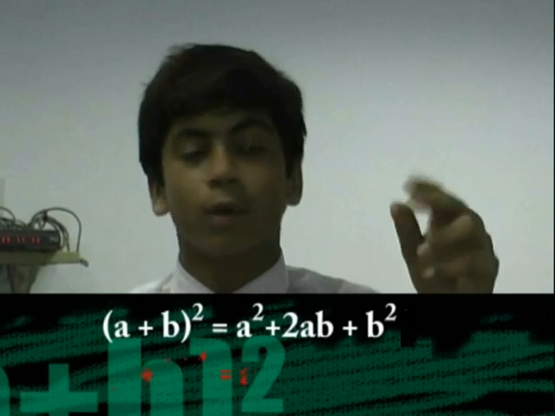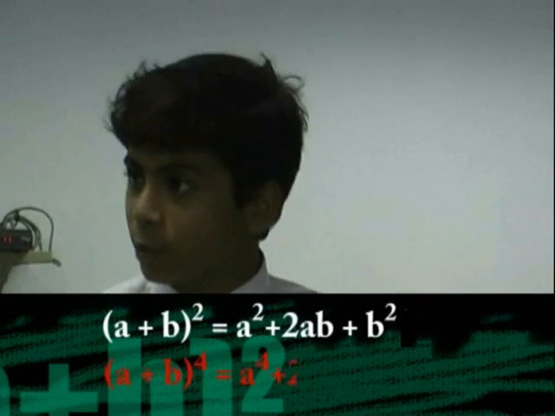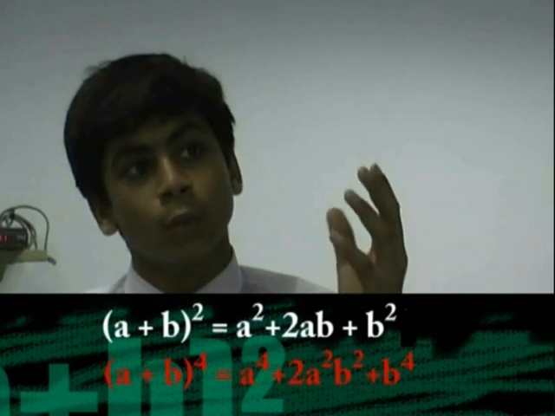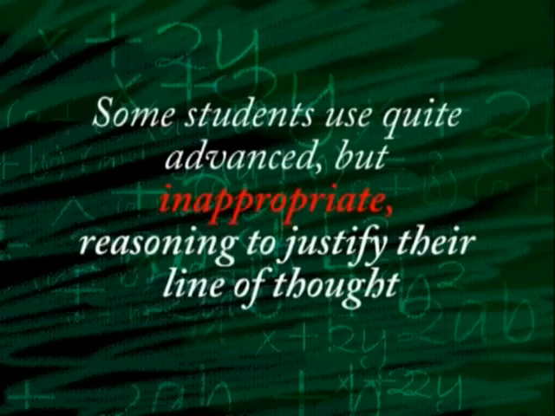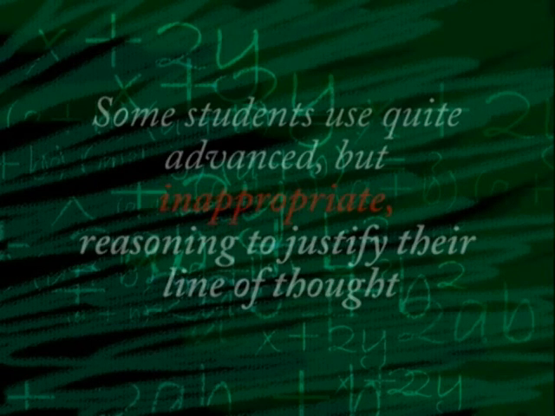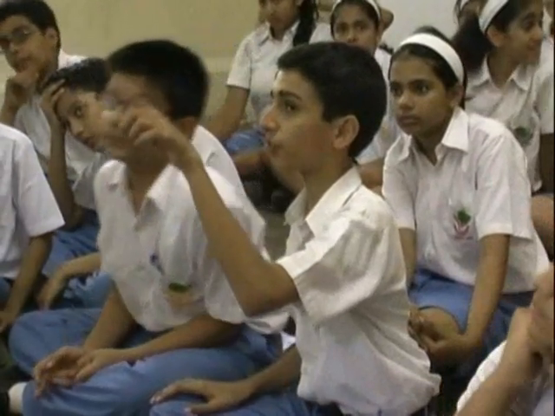Yes, ma'am. If a plus b whole square is a square plus 2ab plus b square, if 4 is a multiple of 2, it obviously becomes a to the power of 4. And in the case of whole square, it's 2ab, so here it becomes 2a square b square. And over there it was b square, so if 4 is a multiple of 2, then obviously it should be b to the power of 4. It should be a4 plus 4a square b square plus b raised to 4.